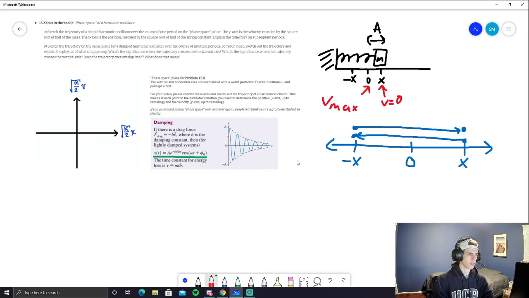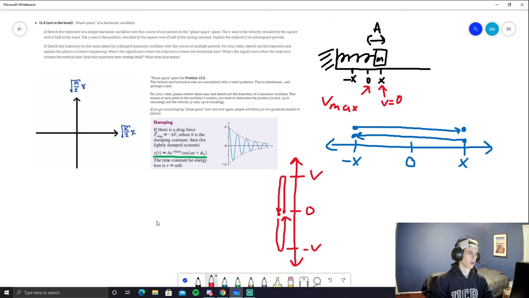And then for the velocity, for the y-axis, it's going to do a similar thing. So when it's at the maximum x, it's going to be at 0, and then it's going to go up to some maximum v, and then go back down to 0 in half of a period. And then in the other half of the period, when it's going back in the x, it's going to go down to that negative and then back up to 0 again.